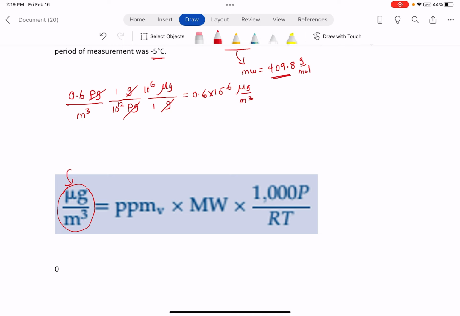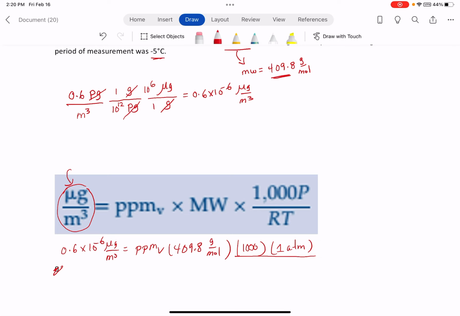We should put here the 0.6 times 10 to the -6 microgram per meter cube. We need to find out the part per million by volume. You need to multiply it by the molecular weight that we found, 409.8 gram per mole. And you need to multiply it by 1000, which is the conversion factor. And of course, you need to multiply it by 1 atmosphere. At the end, this thing is divided by R.